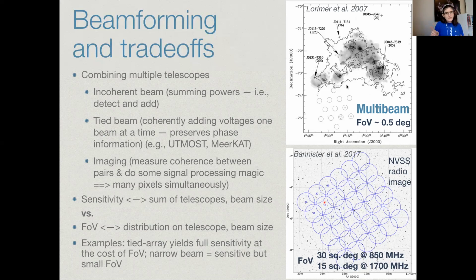So as the title of this slide suggests, there are some trade-offs when choosing your beamforming method or setting up the experiment in general. Incoherent beamforming preserves the full field of view at the cost of sensitivity, although it's still more sensitive than a single beam by a factor of the square root of the number of antennas. So that's good. Tied-array beamforming, on the other hand, gets you full sensitivity at the cost of field of view.